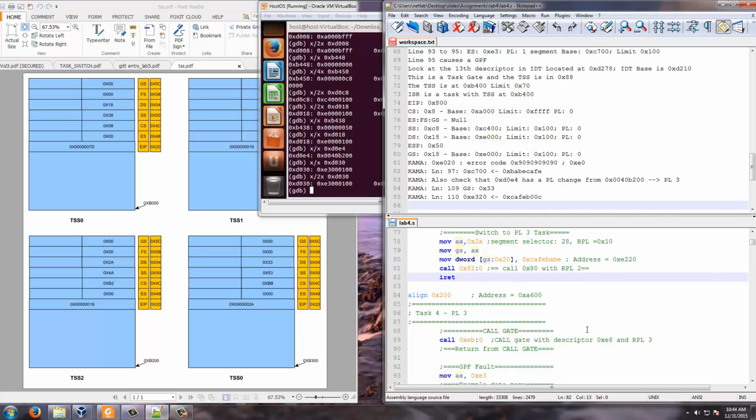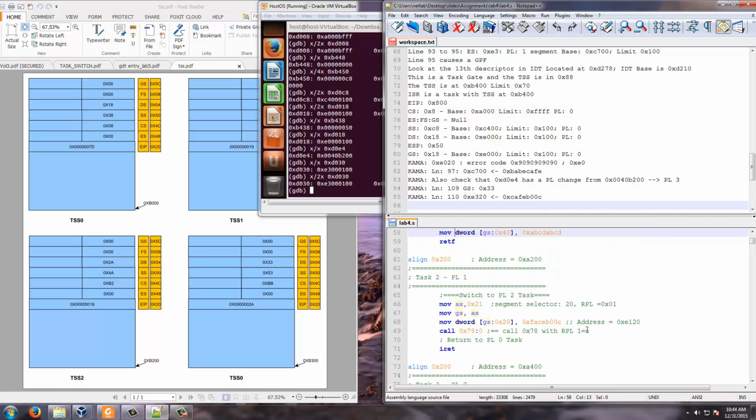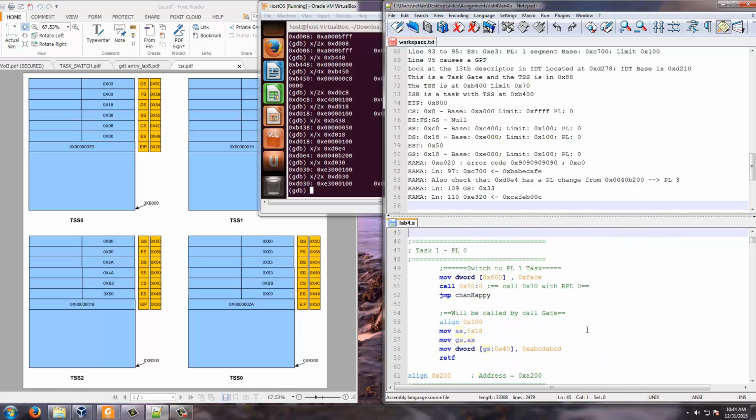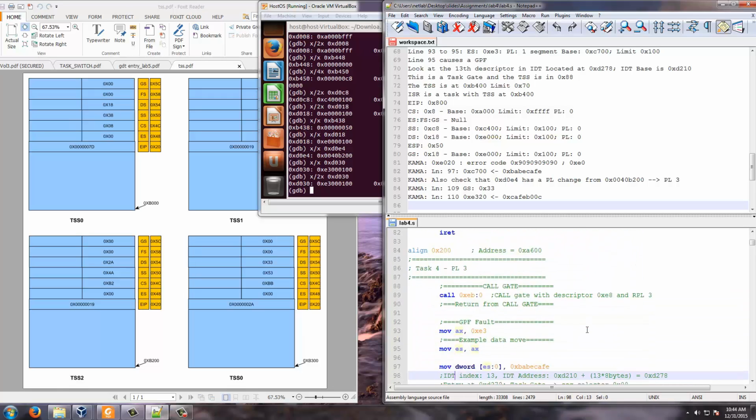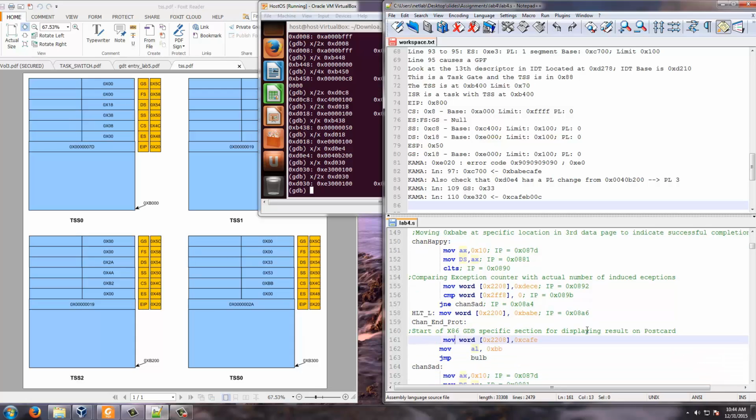When I do an IRET, this basically goes to the fellow who called me. Who called me? This is the fellow who called me. So I go to the instruction next to IRET. This IRET will take me to the fellow who called me. So that is this line number 71. So I go to this IRET. This IRET will take me to the fellow who called me, which is this, and from there I jump to ChanHappy. So this is the entire code, and then we do all the other things from ChanHappy.